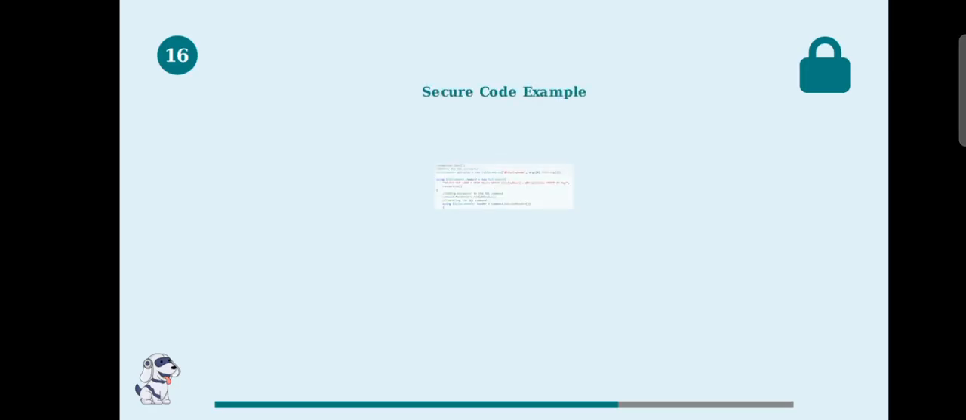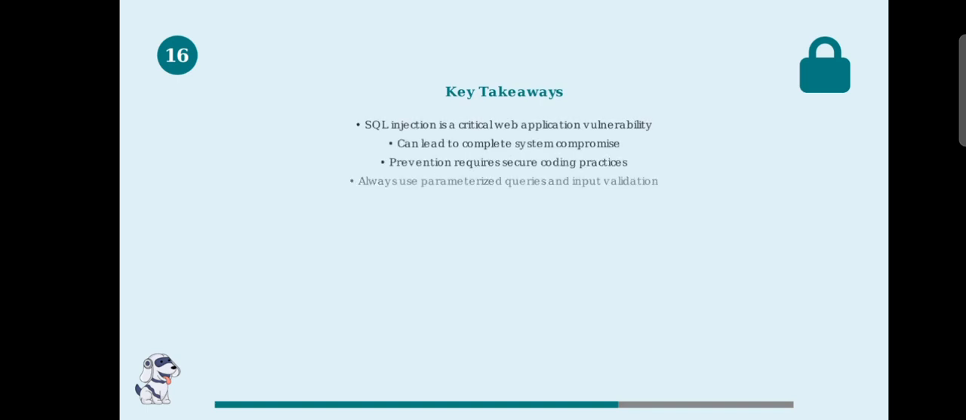Here's an example of secure code that prevents SQL injection. This C# code uses parameterized queries with the @displayName parameter, which separates the SQL logic from user data, making injection attacks impossible. To summarize, SQL injection is a critical web application vulnerability that can lead to complete system compromise. Prevention requires implementing secure coding practices, including parameterized queries and proper input validation. Understanding and preventing SQL injection is essential for any cybersecurity professional.